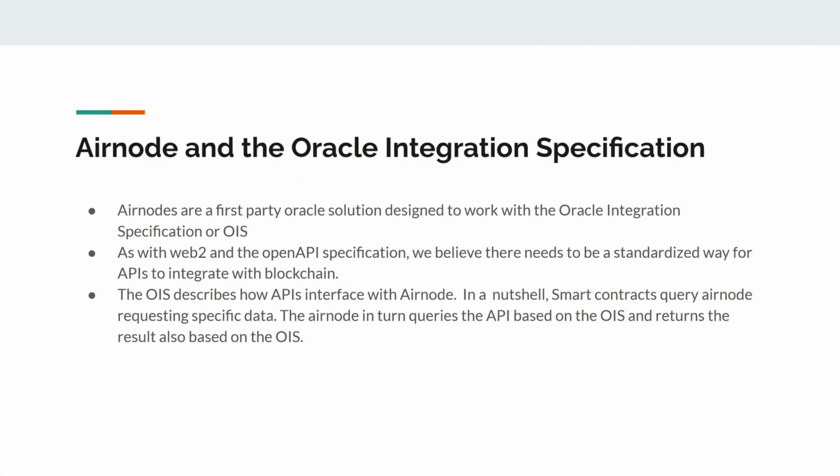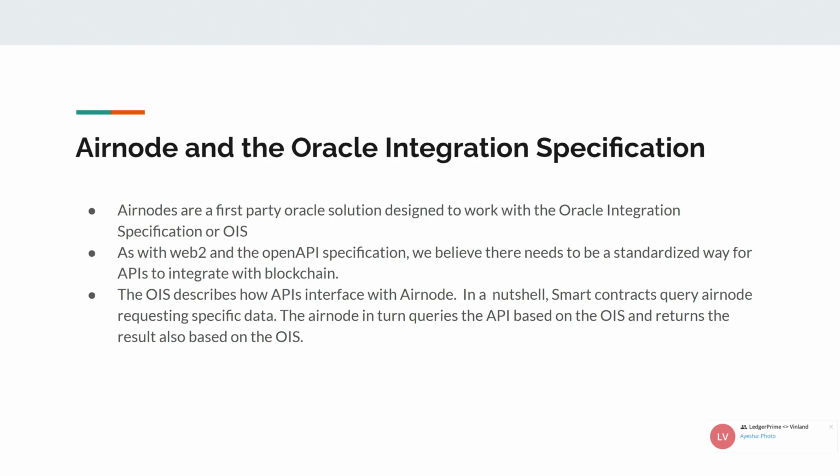So Airnode and the Oracle integration specification are tools we've designed to help bring off-chain data on-chain. Airnodes are a first-party Oracle solution designed to work with the Oracle integration specification. I think all of us are familiar with the Open API specification. We believe there is a need for a standardized way for APIs to integrate with blockchain, and that's what OIS hopes to accomplish. The OIS describes how APIs interface with Airnode.